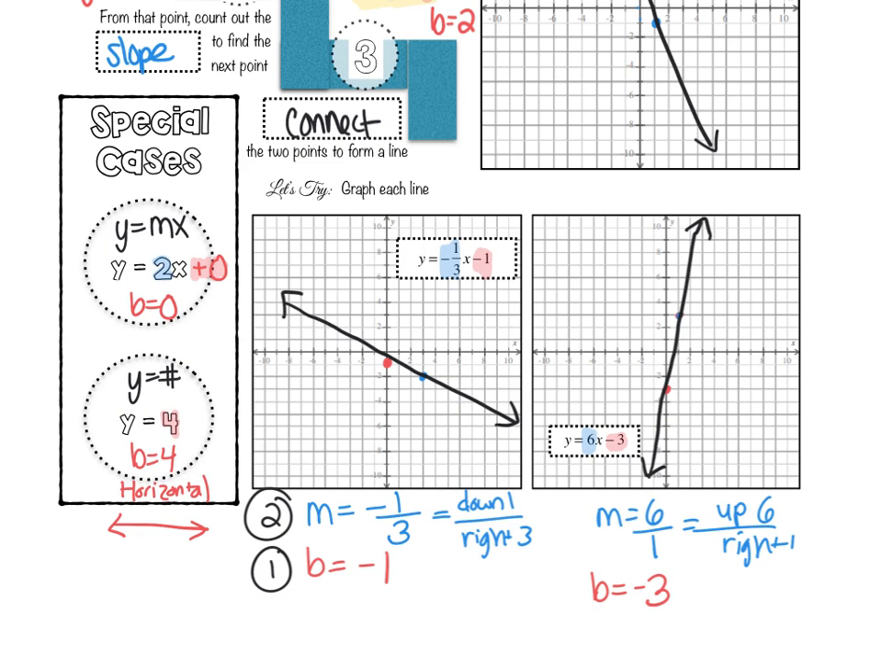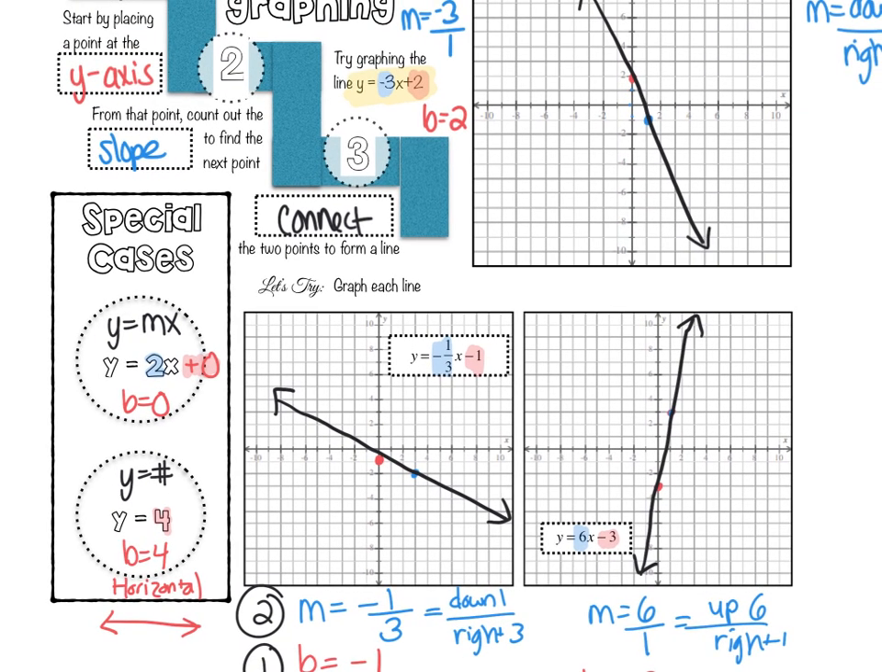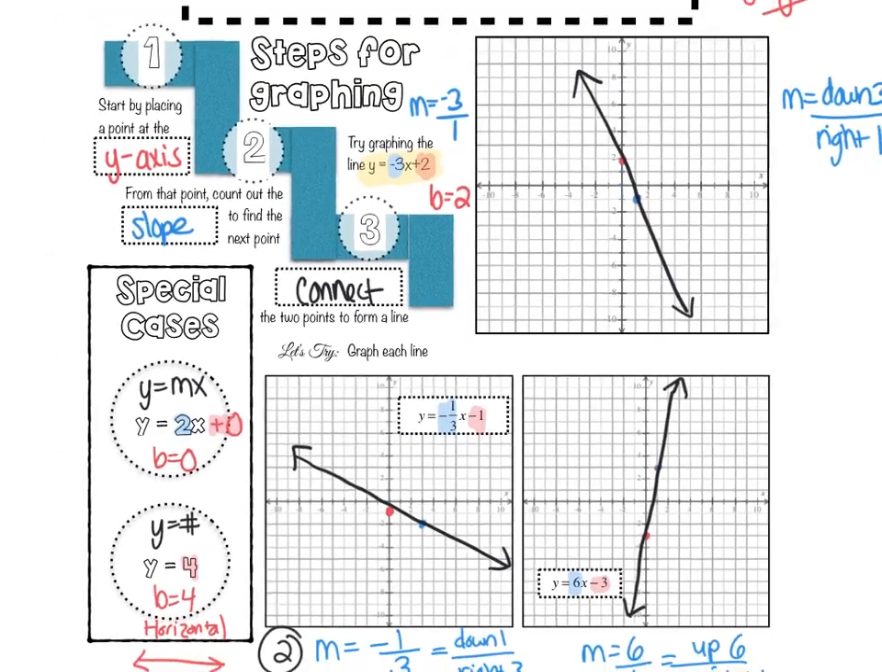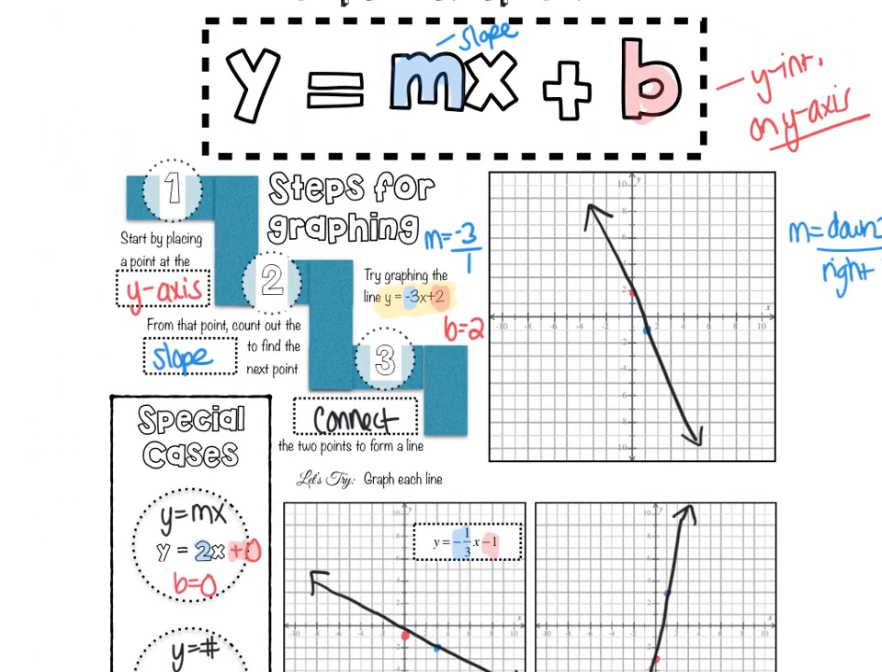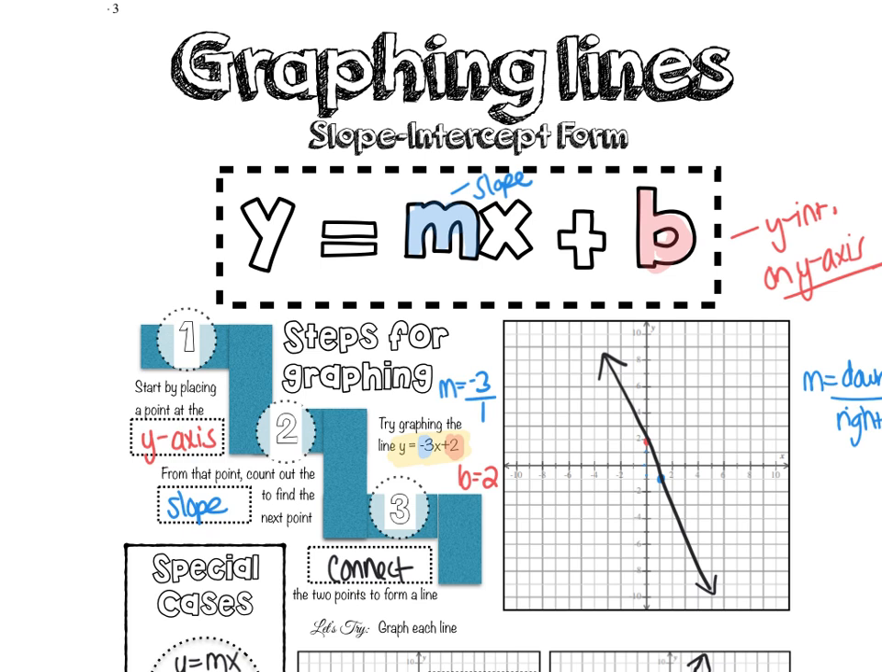So take your time with graphing lines, but I really highly encourage you to do it this way instead of the way that Alex teaches you, okay? So when you're working on the practice, make sure you graph a line y equals mx plus b by starting at the b and then counting out your slope. As always, let me know if you have any questions.